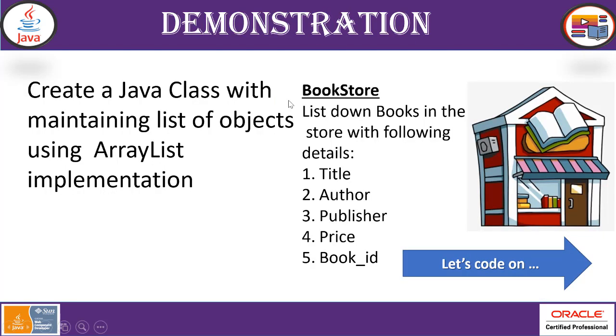Now let's take a look at the demonstration. What we are going to do here is create a Java class maintaining a list of objects using the ArrayList implementation. For example, we need to make a list for a bookstore and list down the books in the store with details like title, author, publisher, price, book ID, or any such specific things. The type is going to be String for title, author and publisher, price will be an integer type, and book ID will be a String type. For now, just to make it simple, let's take the title and implement it and see how ArrayList works.